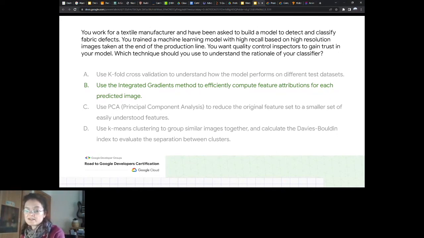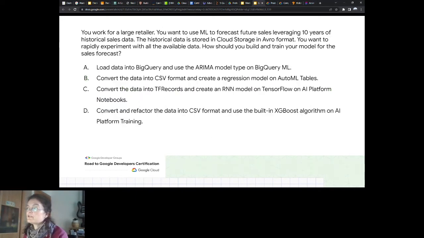Well, you have a last chance. Let's try to guess the last one right. You work for a large retailer. You want to use machine learning to forecast future sales leveraging 10 years of historical sales data. The historical data is stored in cloud storage in Avro format. You want to rapidly experiment with all the available data. How should you build and train your model for the sales forecast?